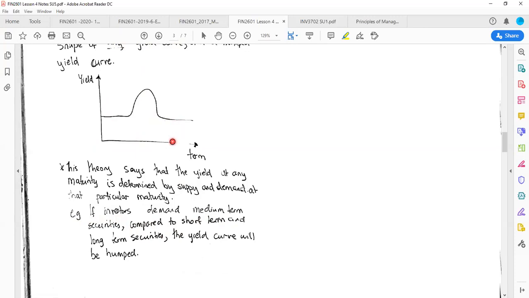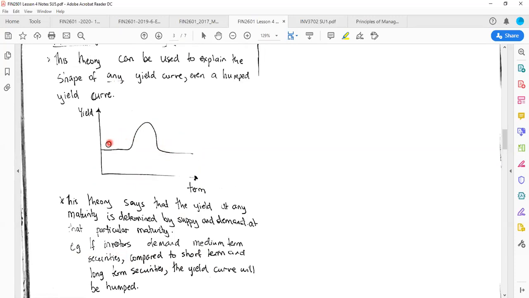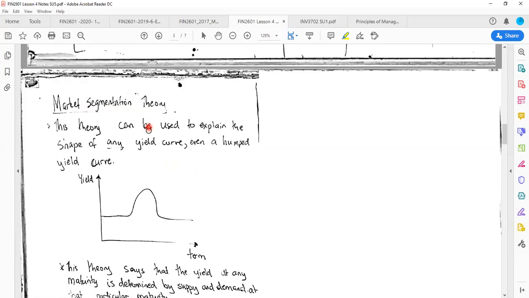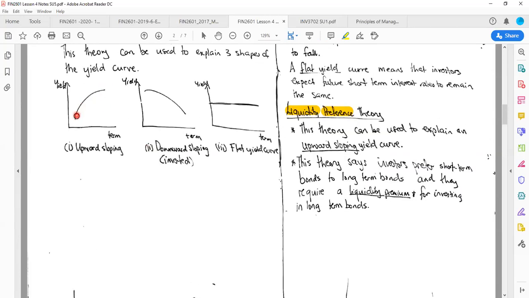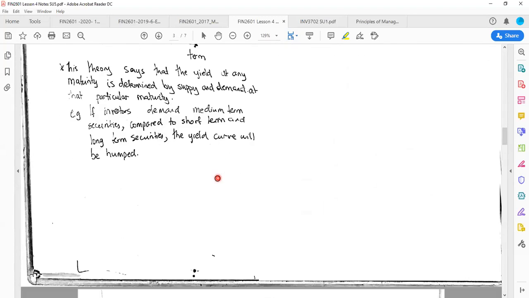If investors are preferring medium-term securities compared to short-term and long-term securities, that's according to market segmentation theory. So market segmentation theory can also be used to explain a yield curve going up. Because it's higher for longer maturities, it would mean that investors are demanding longer maturities compared to shorter maturities. If it's downward sloping, it would mean investors are demanding shorter maturities compared to longer maturities. If it's flat, it means that investors are demanding all maturities the same.